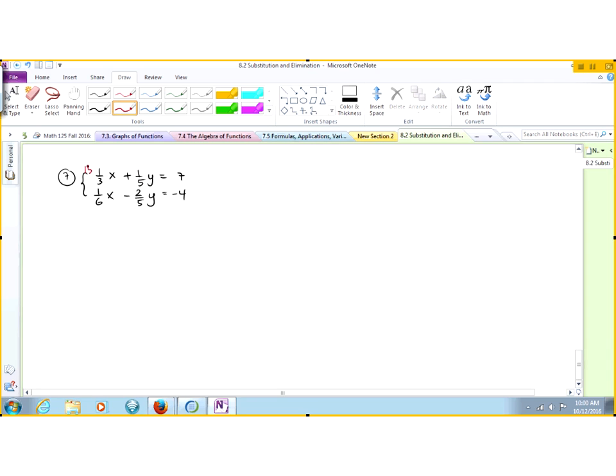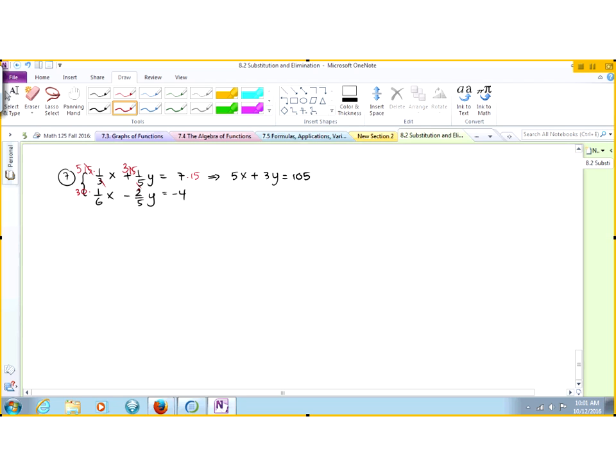Now, what should I do here now? LCD. So 3 and 5. What is the LCD? 15. So then 15 and 3 cancel. 15 and 5 cancel. So 15 divided by 3 is 5. 15 divided by 5 is 3. So what is our solution here? 5x plus 3y is equal to 105. Right?